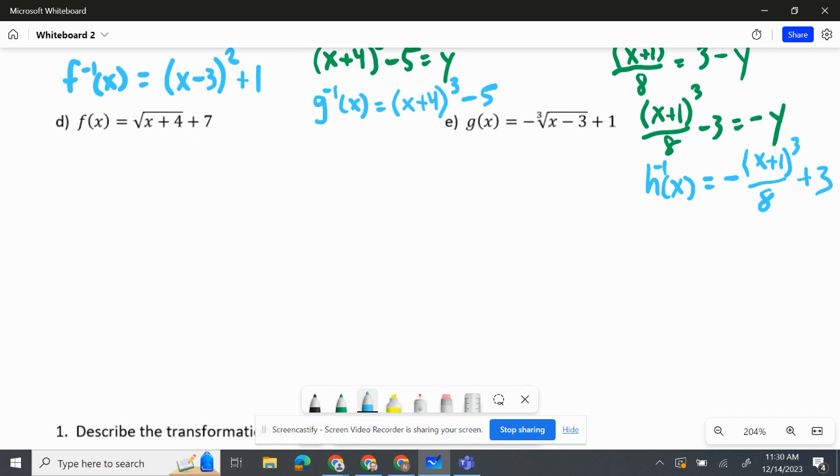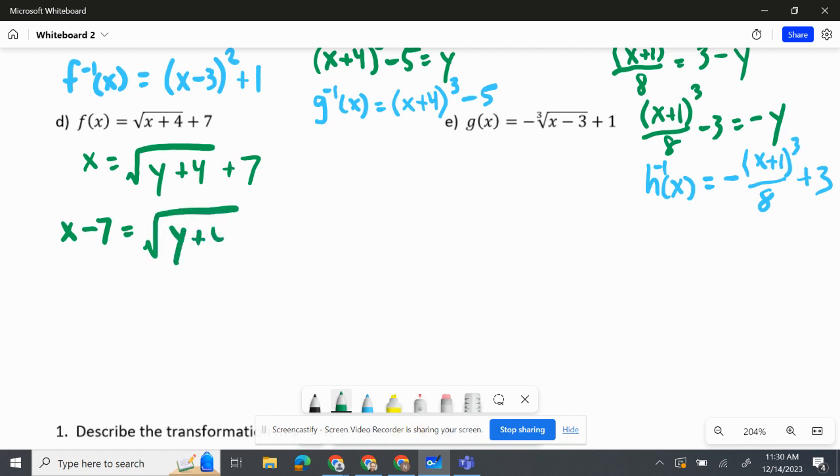So looking at letter D, once again, what we're going to do is first switch. So I have x, and then I have y plus 4 plus 7. I subtract the 7. x minus 7 is equal to the square root of y plus 4. The opposite of a square root is squaring it. So that gives me x minus 7 squared is equal to y plus 4. And then I subtract the 4.